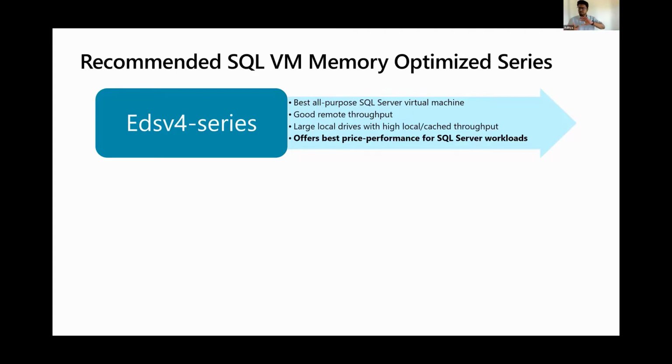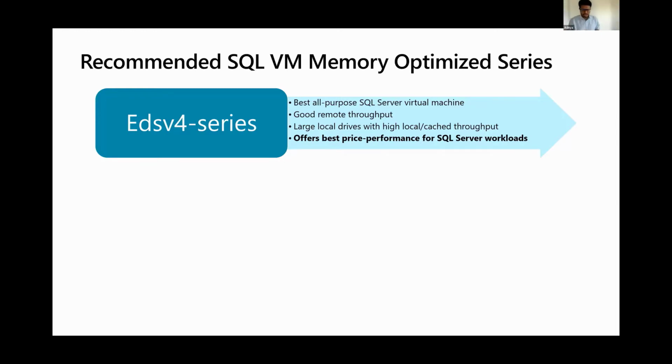So there is this remote storage and this local storage. Now, EDS v4 is a VM which has better throughput towards that storage. We do have caps because Azure is a public cloud. We have caps at the VM level, and we have caps at the disk level and everything. When we tested, we saw that EDS v4 is one series where general SQL Server workloads can go pretty well.